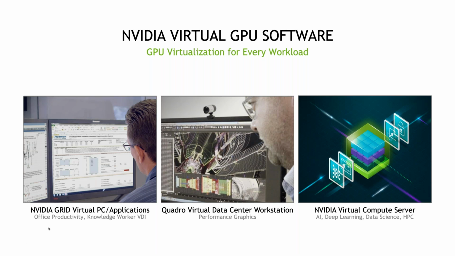If you look at the NVIDIA vGPU product family, you can see that we have products catered towards different industries and verticals. Today, we're going to talk mainly about the NVIDIA GRID Virtual PC and Virtual Applications product line, which is targeted towards office productivity and knowledge worker workloads. We also have the Quadro Virtual Data Center Workstation product, which is mainly focused on heavy-performance VDI and professional visualization, and the NVIDIA Virtual Compute Server, which is targeted towards AI, deep learning, and data science.